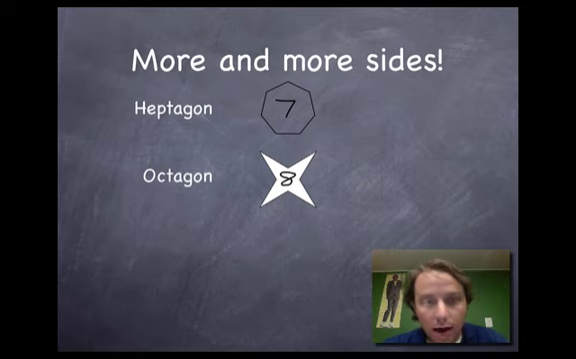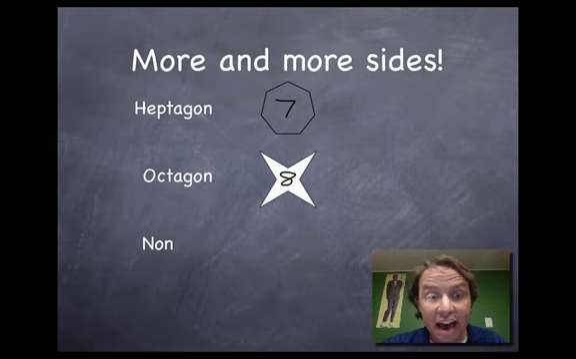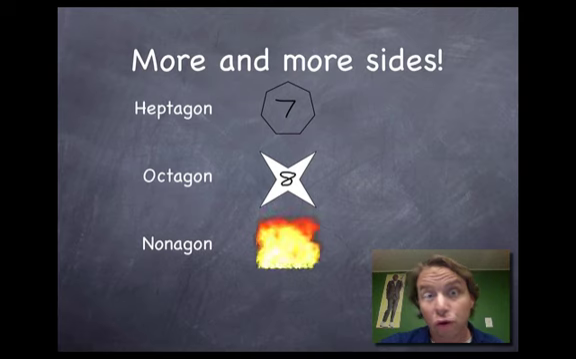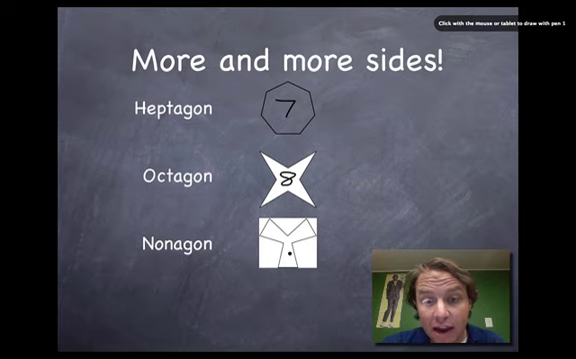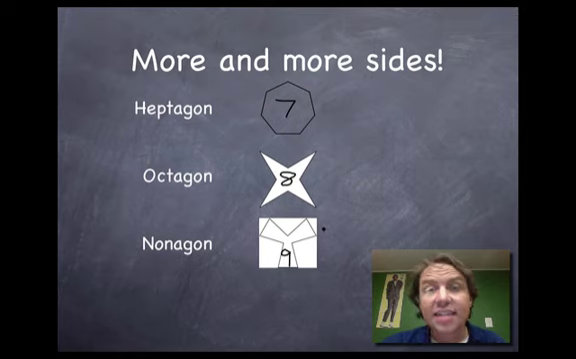Okay, let's keep going. Nonagon. This one I think is pretty easy because non and 9 both start with an N, and that's right. A nonagon has 9 sides.